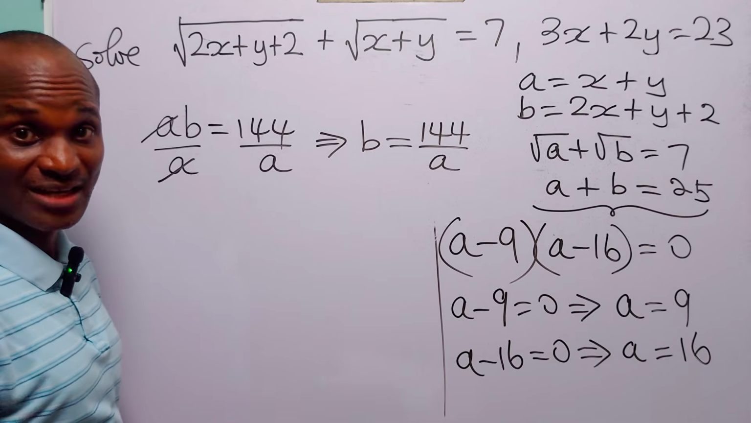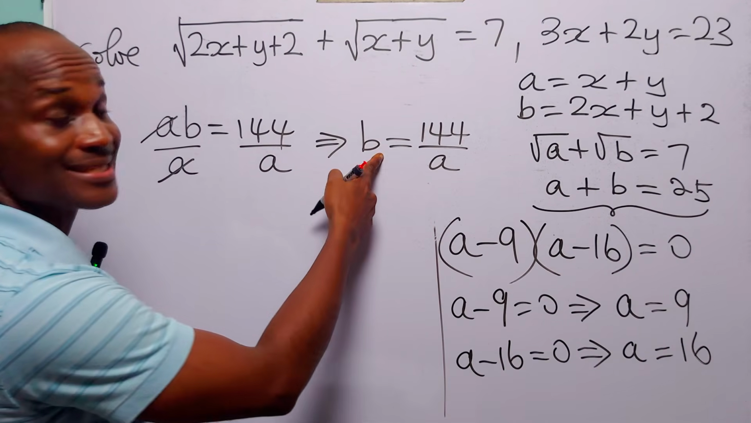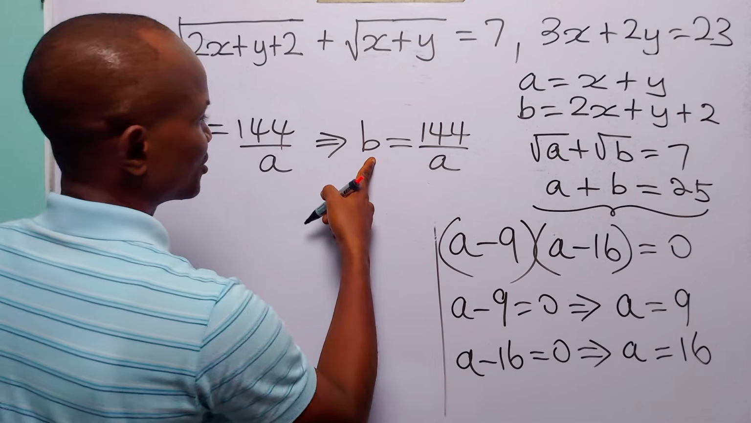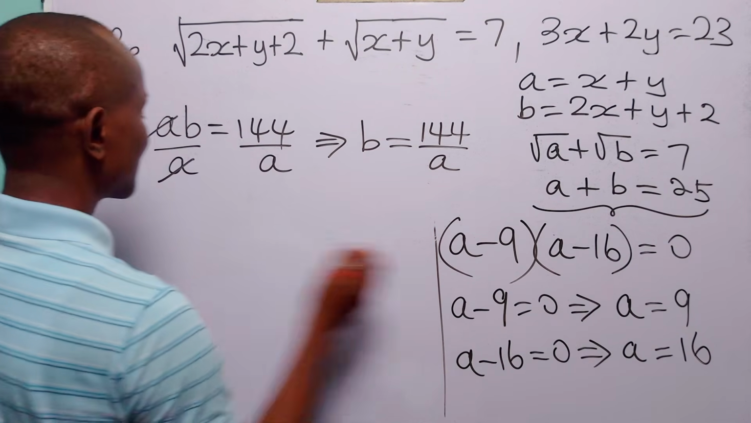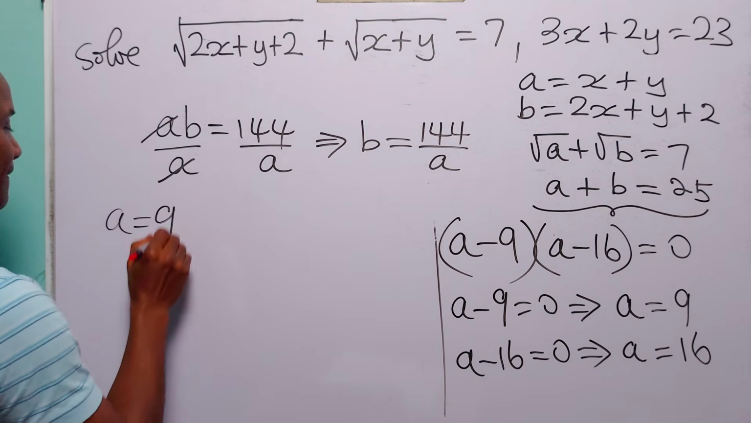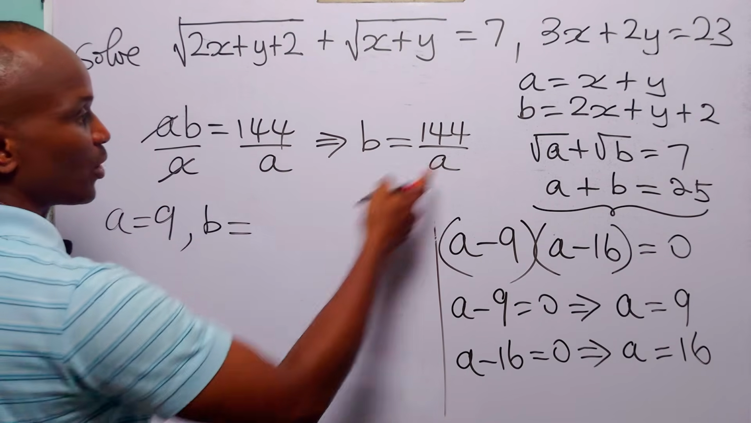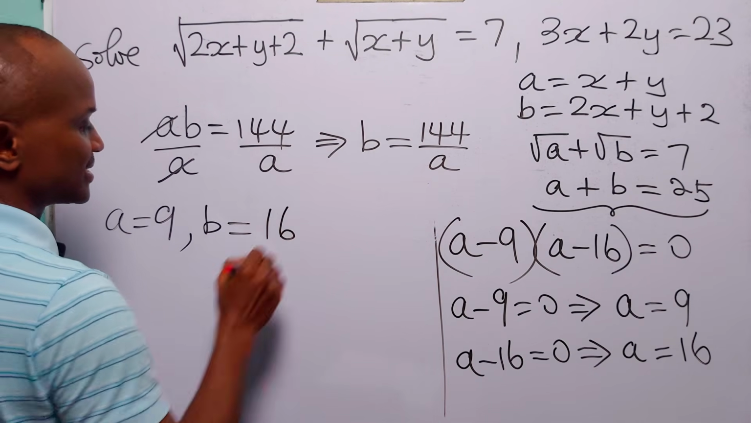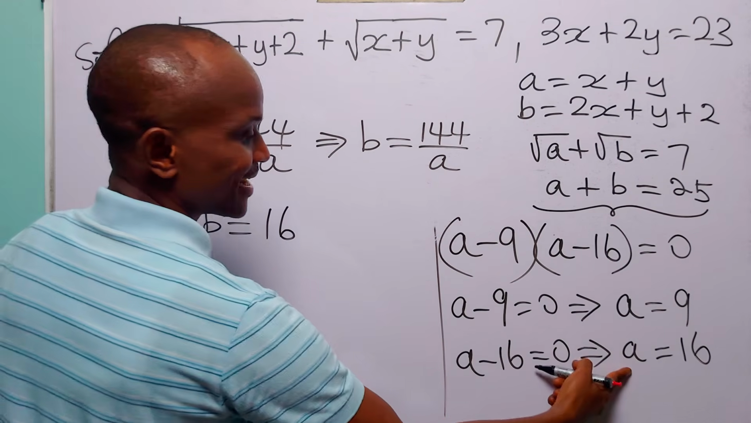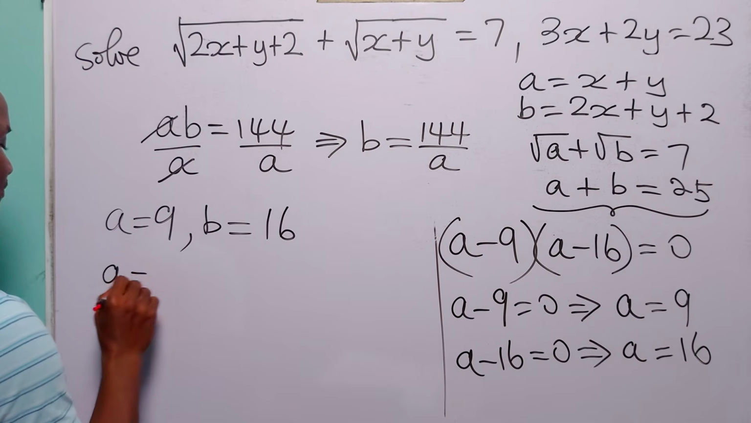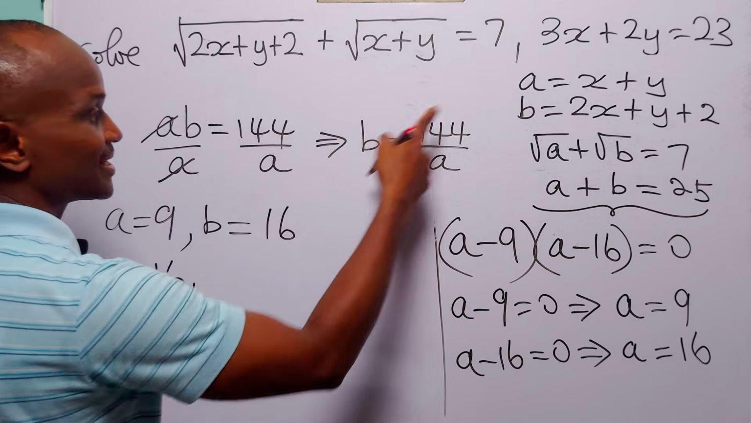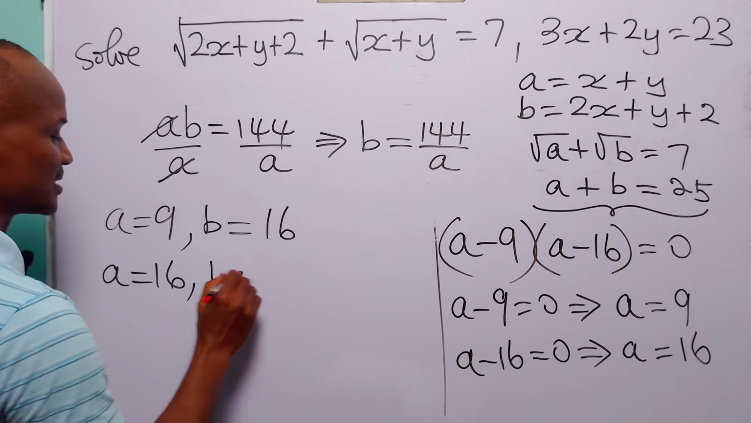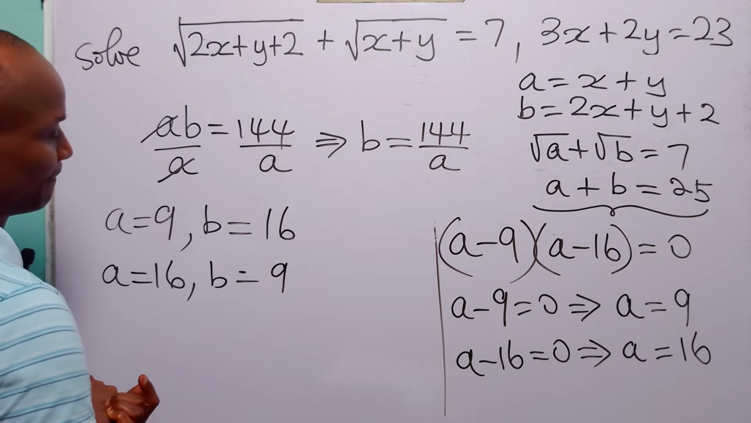And of course, to find the values of b, we can either use this equation or this equation. Using this equation, we have that when a is equal to 9, b is equal to 144 over 9, which of course is 16. And when a is equal to 16, b is equal to 144 over 16, which of course is equal to 9.